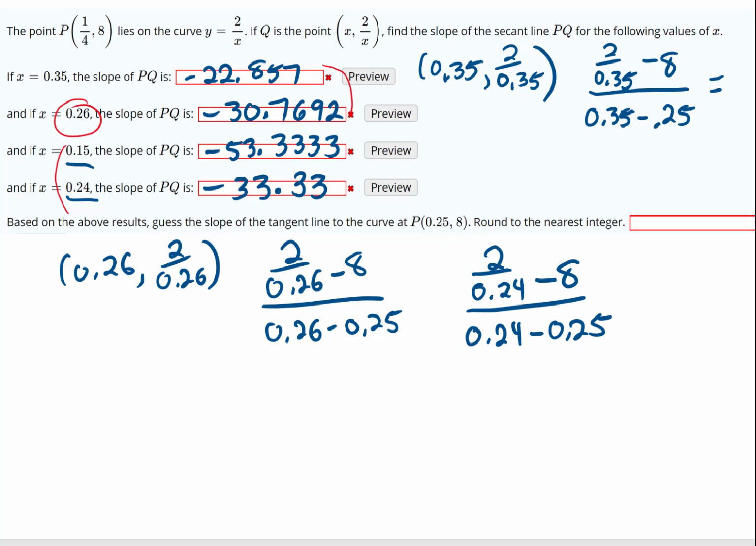So what I would do is take the average of those. I'm going to add negative 30.7692 plus negative 33.33 and then divide it by 2, and that would be my closest guess there. And then we need to round that to the nearest integer. So rounded to the nearest integer, that slope would be negative 32.